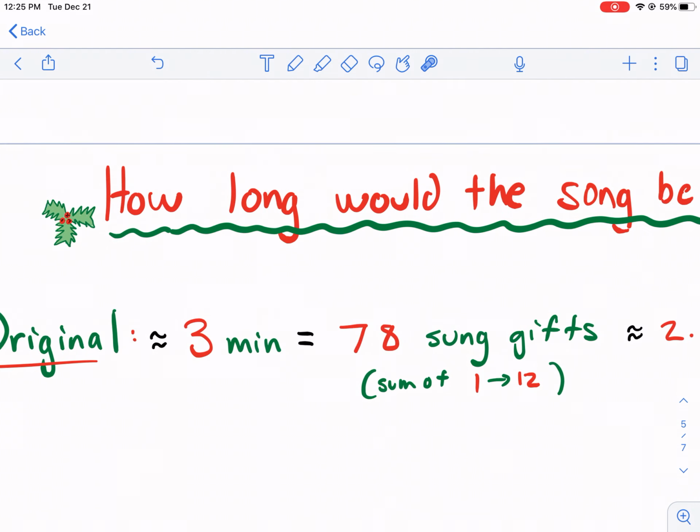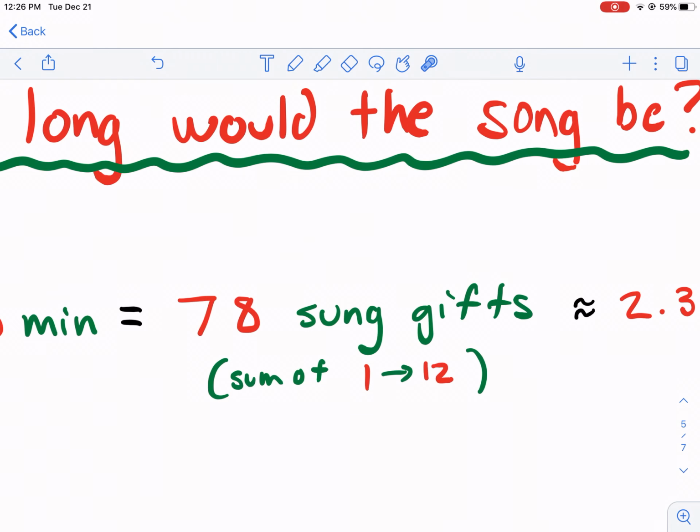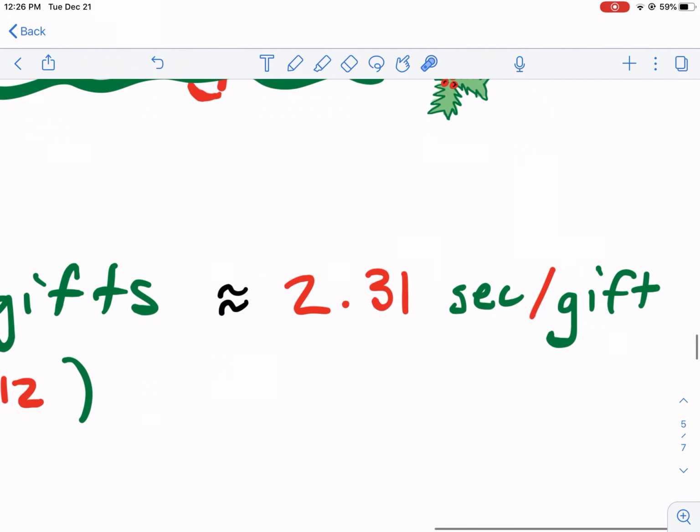So sung gifts is what I'm saying here, and that's just the sum of 1 through 12. Because at the end of the day, you're going to be singing partridge 12 times, you're going to be singing the turtle doves 11 times, and the drummers are only going to get sung once. So that's only 78 times you're going to say each thing. If you divide those two, you get 2.31 seconds per gift.